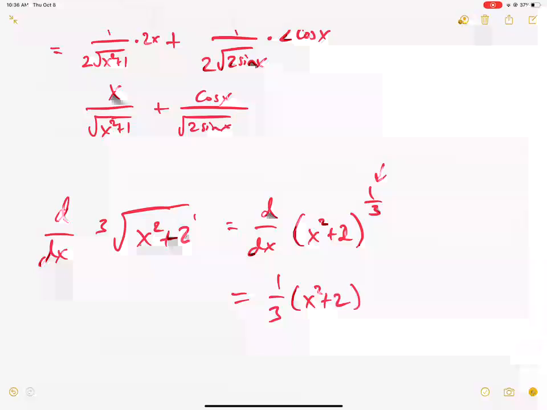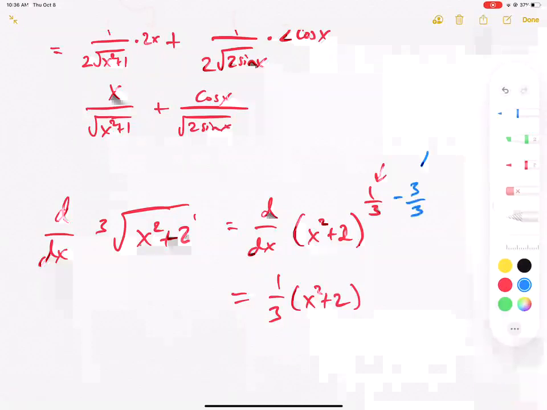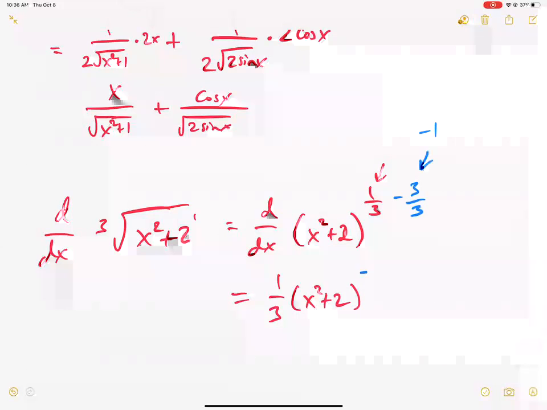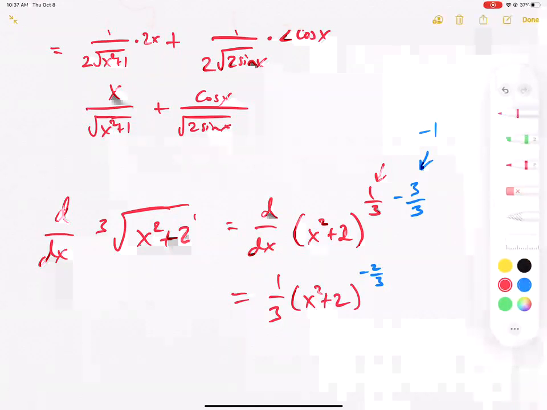Remember, we minus 1, right? So I'm going to write a different color for you guys. Minus 3/3, because this is the same as minus 1. I like writing the fraction because it makes it easier on my brain. Negative 2/3. 1 minus 3 is negative 2. Don't forget to follow through with chain rule. 2x, just 2x.